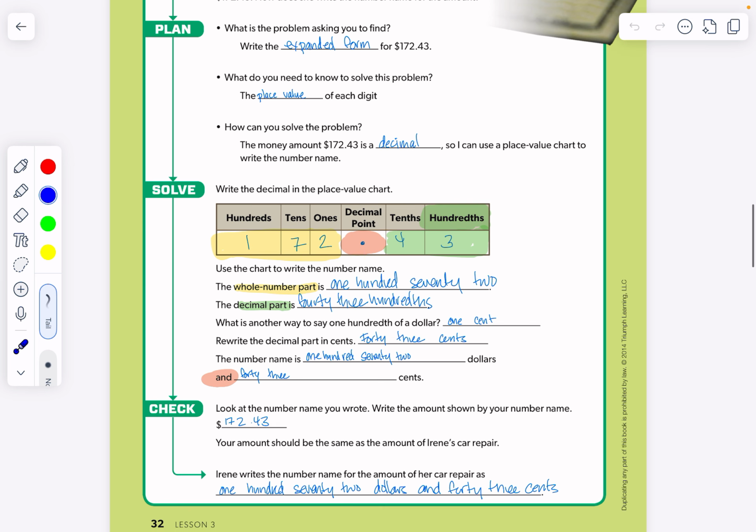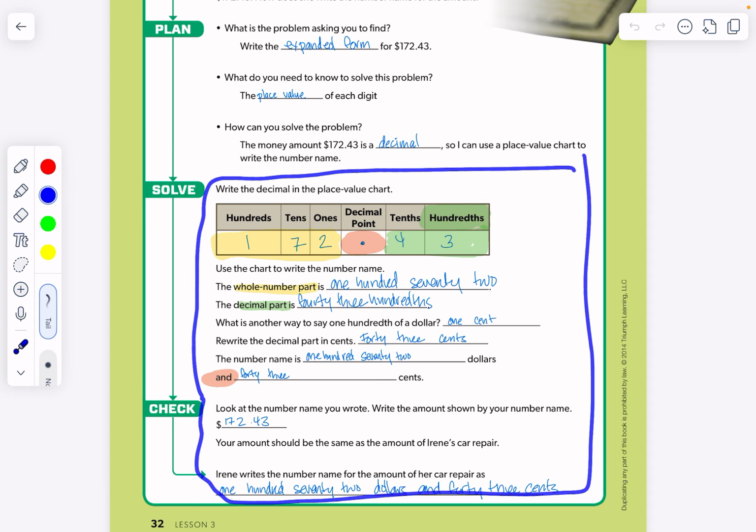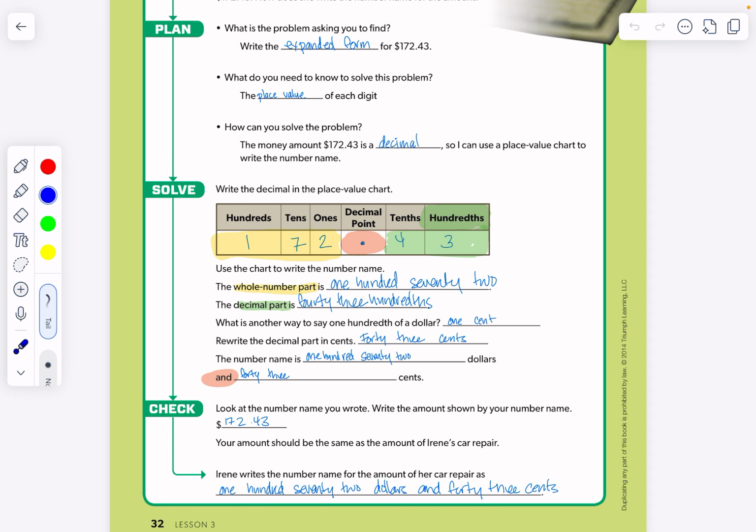So you're actually going to jump to the solve piece and check piece. It says write the decimal in the place value chart, and then use the chart to write the number name. So remember that number names are broken up into about 3 different parts. The first part is the whole number part, what comes before the decimal point. So what comes before the decimal point is 172.